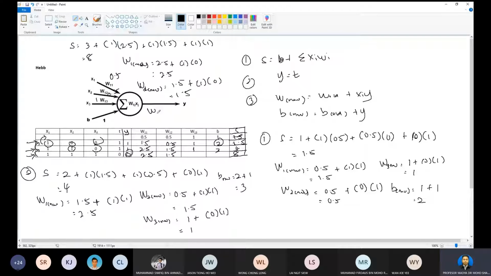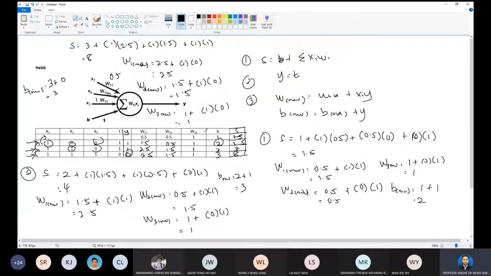The new weight 3 is the old one, 1 plus 1 multiplied by 0, because y is 0. So we maintain. The third iteration will be maintained for the new bias. The new bias equals the old bias, 3, plus, y is 0. So the third iteration will be the same weight and bias.